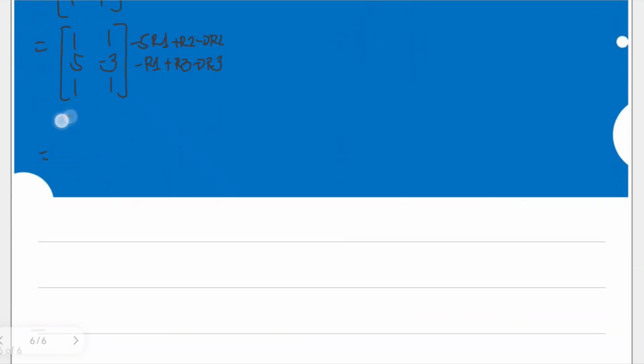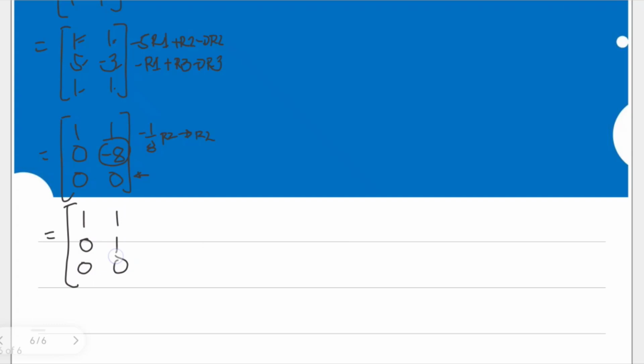Here, you will have 1, 1. Then -5 times 1 is -5 plus 5, 0. -5 times 1 is -5 plus -3, -8. Then you have -1 times 1 is -1 plus 1, 0. -1 times 1, -1 plus 1, 0. Notice that the third row is already a row of zeros, as mentioned earlier. Next, let's make a leading 1 by multiplying -1/8 to row 2. So you have your 1, 1, then 0, 1, 0, and 0.